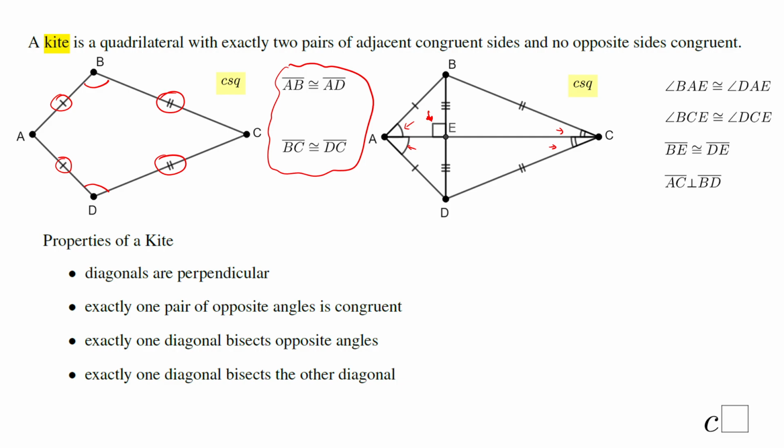And exactly one diagonal bisects the other diagonal. You notice diagonal AC, the one that connects the non-congruent angles, bisects the diagonal that connects the vertices of the congruent angles.